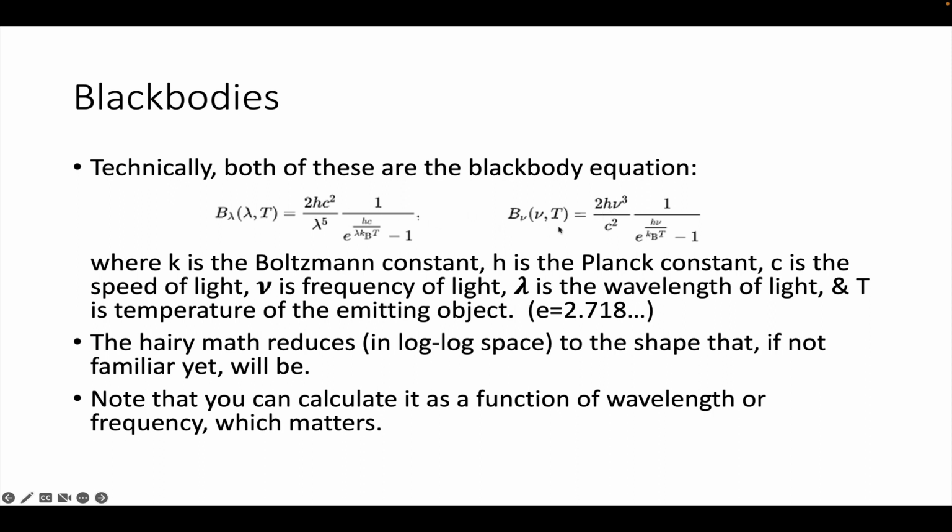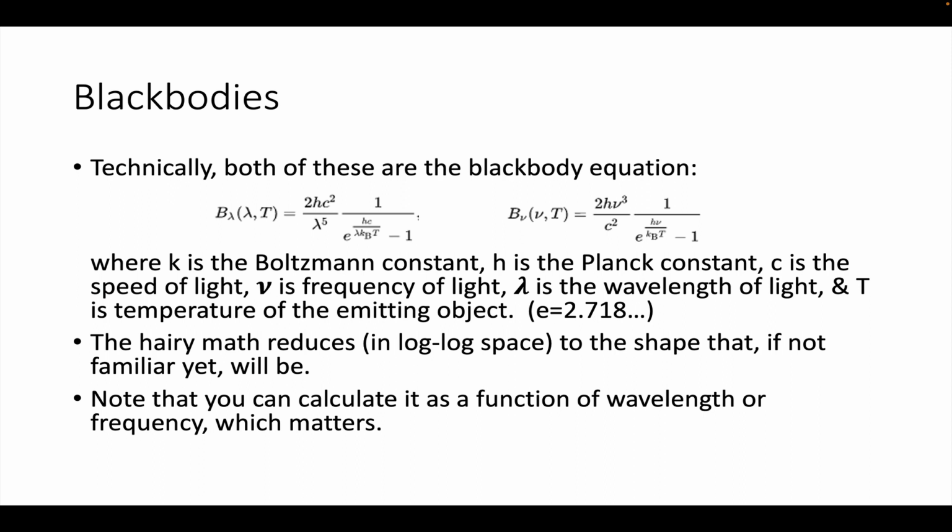Both of these are the Blackbody equation. This one is a Blackbody equation in terms of wavelength and temperature. This one is a Blackbody equation in terms of frequency and temperature. Okay, so k is the Boltzmann constant, h is the Planck constant, c is the speed of light, nu is the frequency of light, lambda is the wavelength of light, and T is the temperature of the emitting object, and e is that mathematical constant, 2.718, and so on.